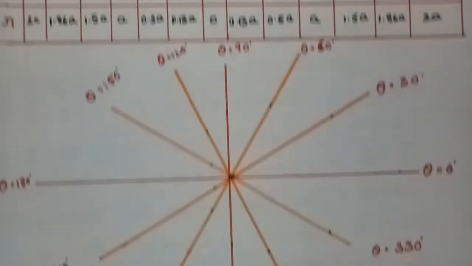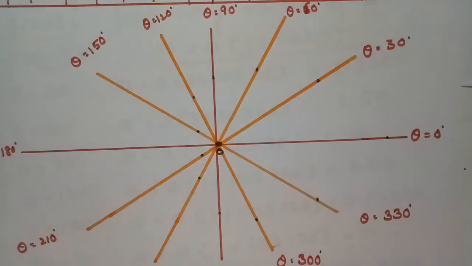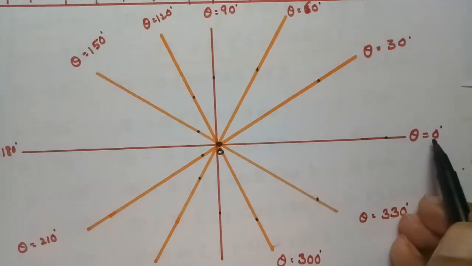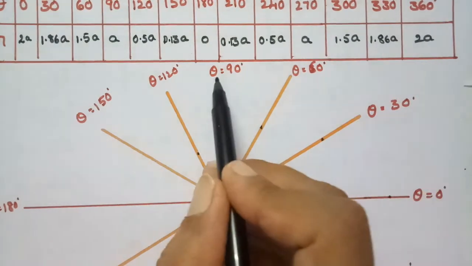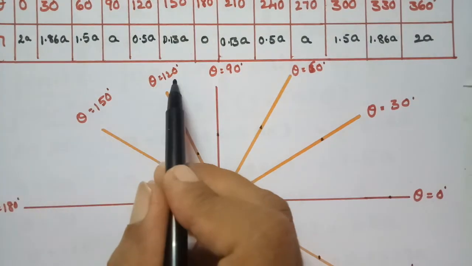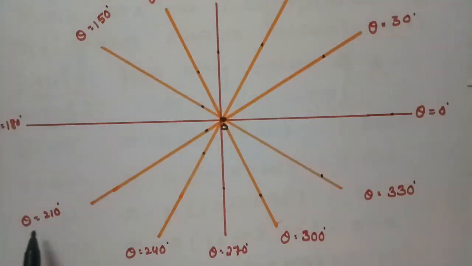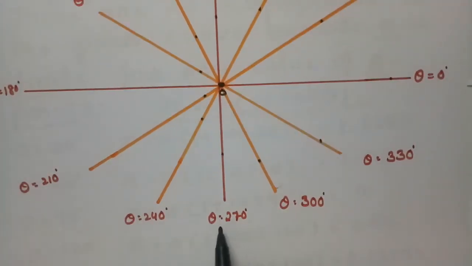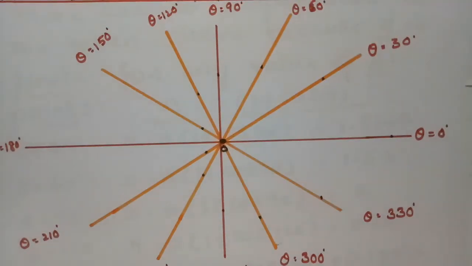and now we have to plot all these values in the given figure. As you know, this is the origin point, this is theta is equal to 0, this is theta is equal to 30 degrees, theta is equal to 60, 90, 120 degrees, 150, 180, this one is 210, this is 240, 270, 300 and 330. So after placing all the angles, now I'll substitute the values.